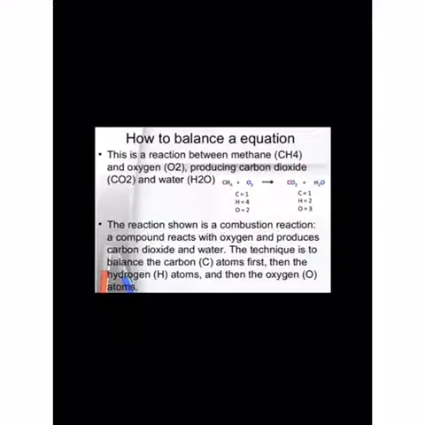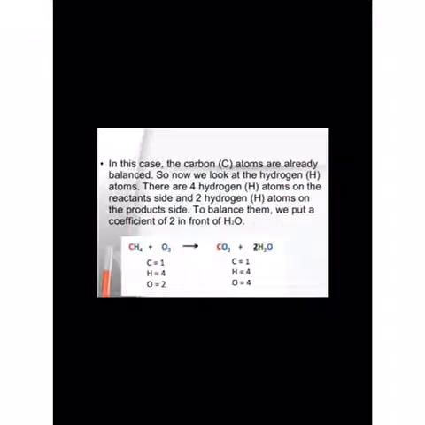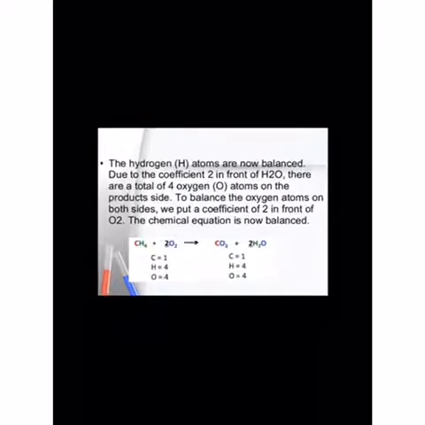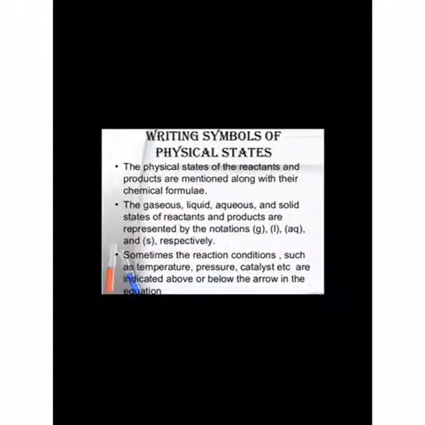To balance, first of all we will balance hydrogen and then oxygen. To balance the hydrogen, we will multiply by 2. On the right hand side, you have seen we have put a coefficient of 2. On adding the coefficient of 2, the hydrogen has become 4 and oxygen has also become 4. Now to balance the oxygen, we will put a coefficient of 2 in front of oxygen to make it balanced. Now you can see here the carbon, hydrogen and oxygen are all balanced. This is known as a balanced chemical equation.